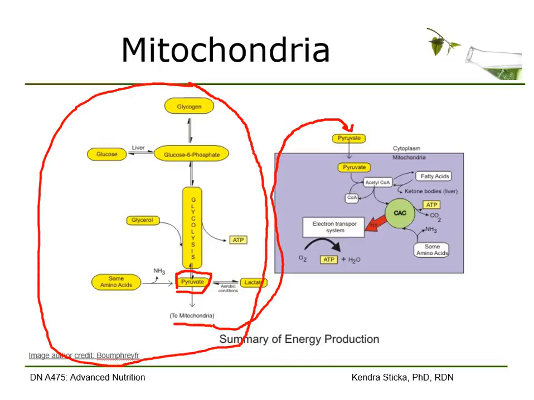So glycolysis is an anaerobic pathway, but it actually produces very little energy, which is why we really think of the mitochondria as being the place where the vast majority of energy is produced. So the Krebs cycle happens in the mitochondrial matrix, and then the electron transport chain is found in the inner membrane of the mitochondria. So that's where most of the energy production happens.